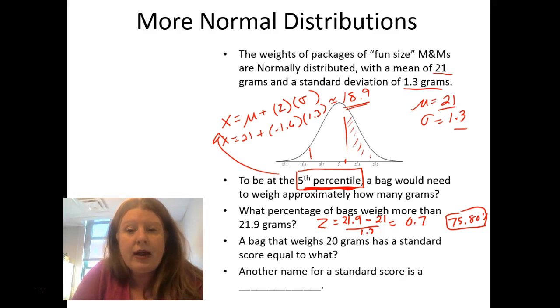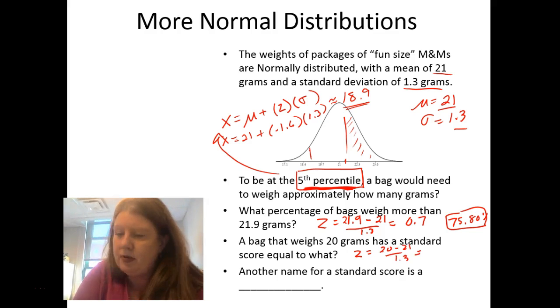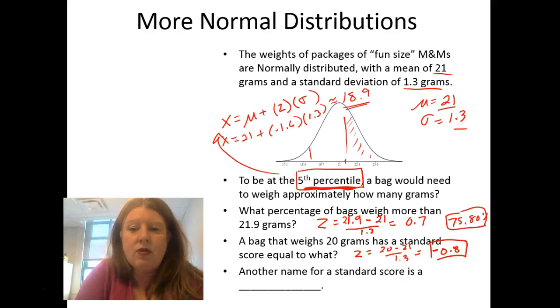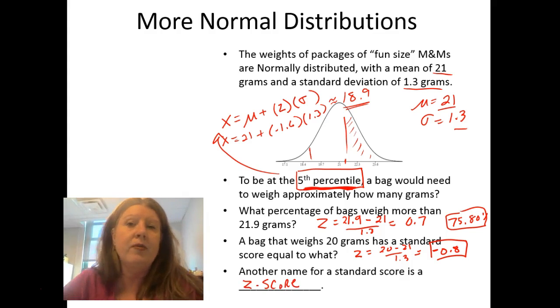A bag that weighs 20 grams has a standard score equal to what? What does that mean? So the standard score would be z equals 20 minus 21 all over 1.3. Our standard score is approximately negative 0.8. So remember, to interpret that, we would say that this bag is about 0.8 standard deviations below the mean. Because that's negative, we know it's a certain number of standard deviations below the mean. And another name for a standard score is a z-score. So we just want you to know that. If we ever say standard score, or we want you to standardize something, we want you to use the z formula.